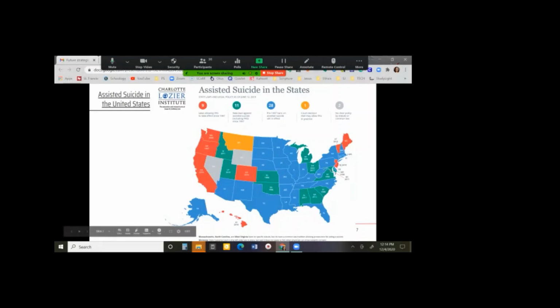Now, this is the map. This is the Charlotte Lozier Institute. It's a pro-life organization, and this is the most up-to-date information on assisted suicide in the United States. So you can see the states in red have passed assisted suicide. The states in green have laws against it. The states in blue had pre-97 bans. In Montana, apparently it was a court decision that allowed it in practice. And then you have 2 states that just don't have any clear statute or common law. So in California, physician-assisted suicide is legal.